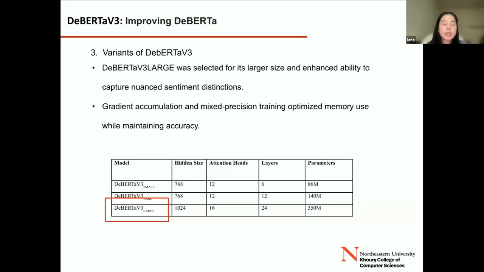Okay. And there are 3 different variants of DeBERTaV3: small, base, and large. For this research, DeBERTaV3 large was chosen for fine-tuning due to its large hidden size and increased number of attention heads, as well as additional transformer layers, all of which improve its ability to capture nuanced sentiment distinctions across 5 sentiment classes. And this increased model capacity allows for more precise contextual understanding, particularly in complex sentiment expressions such as sarcasm or mixed emotion.